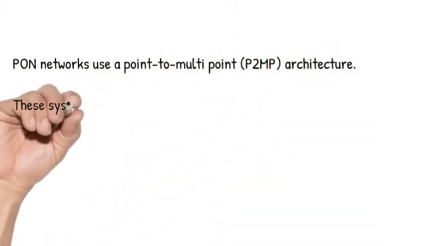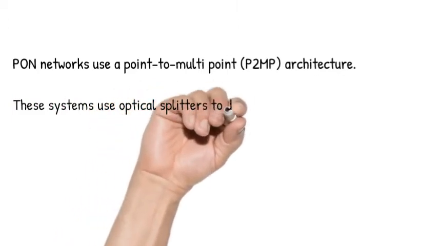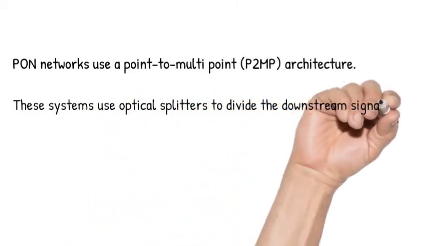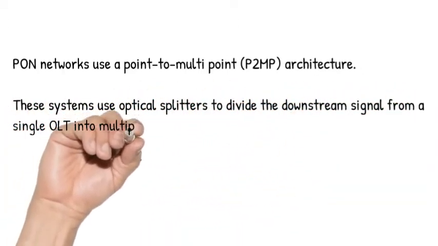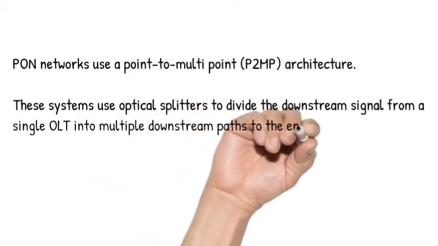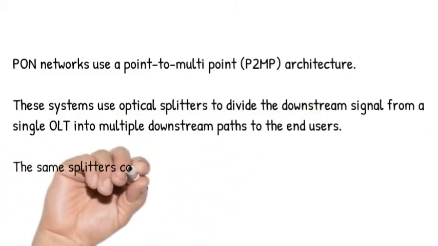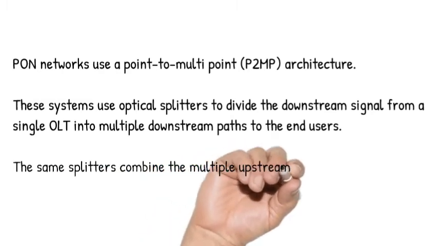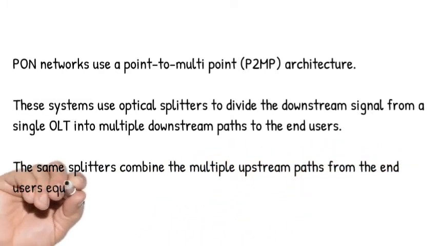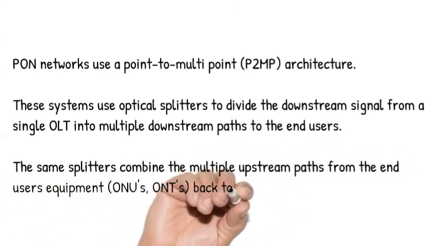These systems use optical splitters to divide the downstream signal from a single optic line terminator into multiple downstream paths to the end users. The same splitters combine the multiple upstream paths from the end user's equipment, optic network units or optic network terminators, back to the optic line terminator.